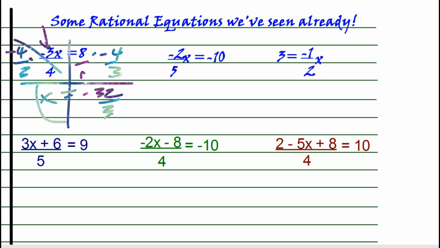Did I prove these problems from your homework? I think I may have. Negative 32 thirds. All right.